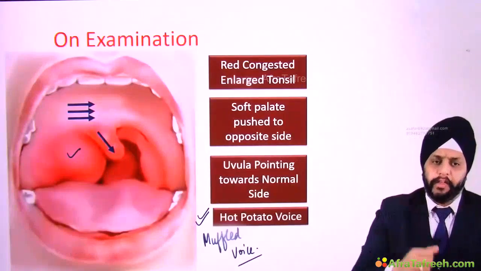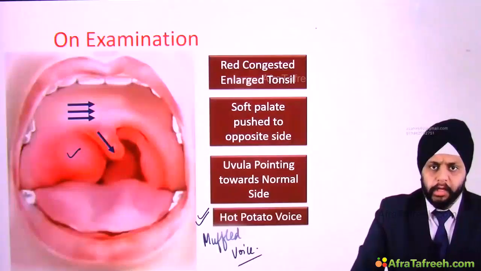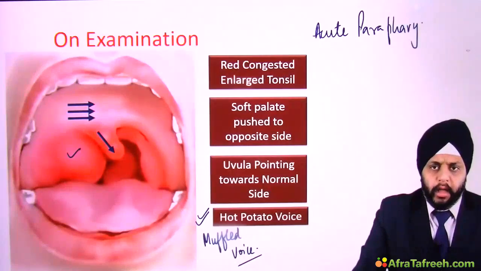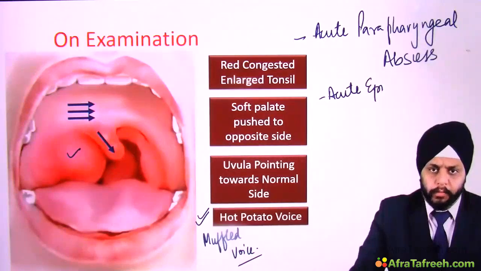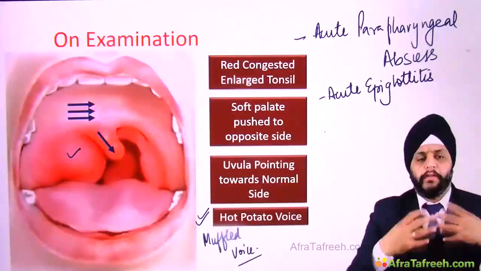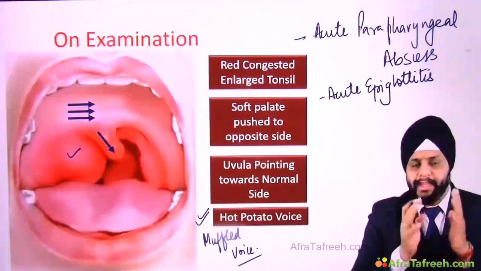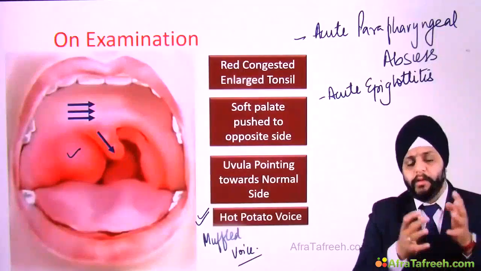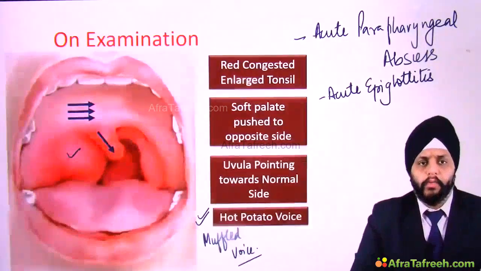If there is an acute infection, such as an acute retropharyngeal abscess or an acute parapharyngeal abscess, we'll be discussing this soon, and suppose there is acute epiglottitis, again in these conditions also the patient will have hot potato voice or muffled voice. So hot potato voice is seen in quinsy, but it is not only seen in quinsy, it is also seen in other conditions. Right? Okay. Now what will we do for treatment?